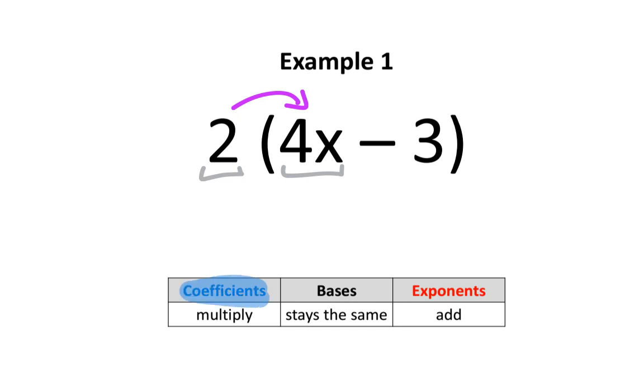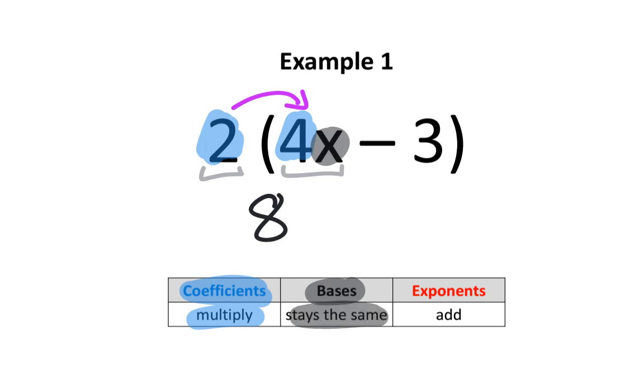First, we need to take a look at coefficients. We have the number positive 2 and positive 4. We need to multiply coefficients. So, 2 multiplied by 4 gives you 8. Next, we need to look at bases. You'll notice that this term does not have a base, while this term does have a base of x. Bases stay the same, so that variable of x is going to stay the same.